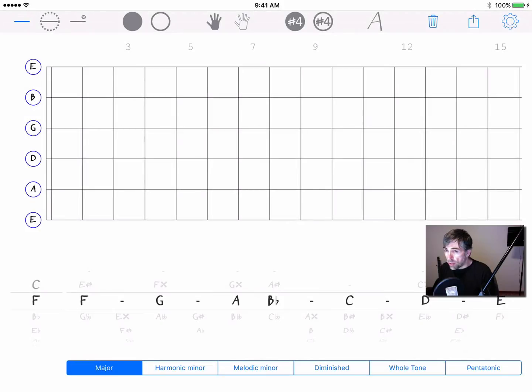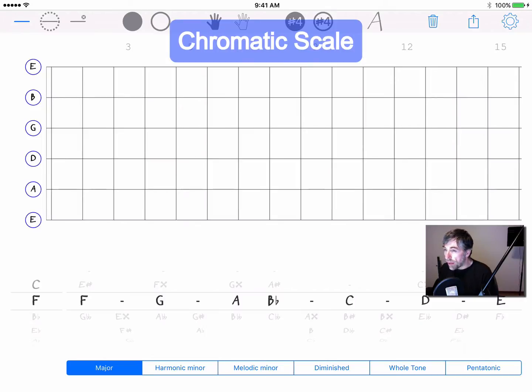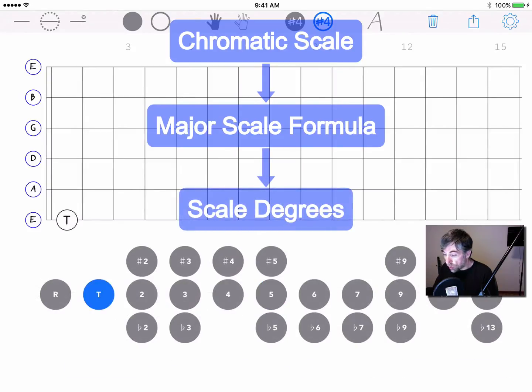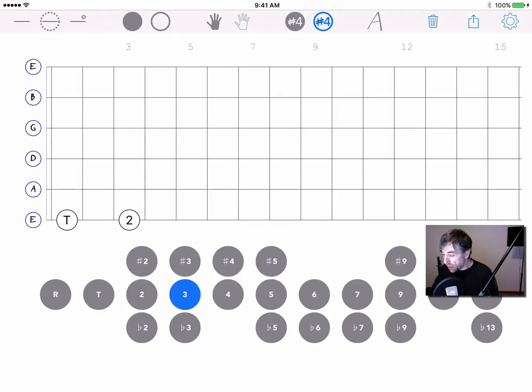Alright, so this is the 4th degree position in the major scale. So a quick review again, we have a chromatic scale. From the chromatic scale we apply the major scale formula, and that acts as a filter to get us the scale degrees, right? Which was tonic, 2nd degree, 3rd degree, 4th degree, 5th degree, 6th degree, 7th degree, and back to the tonic.